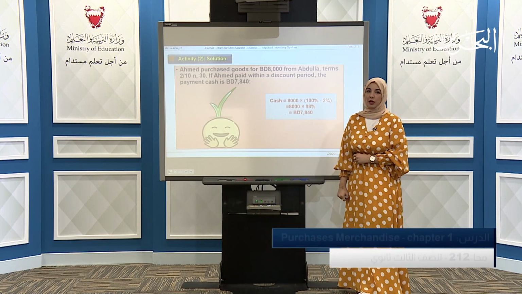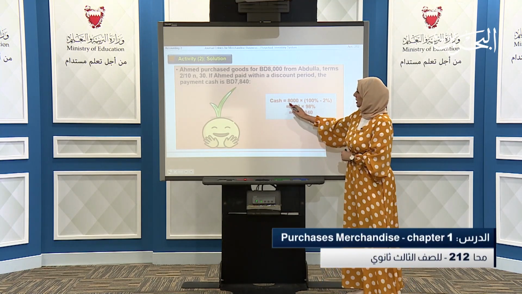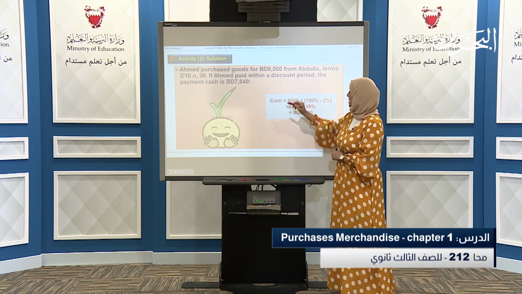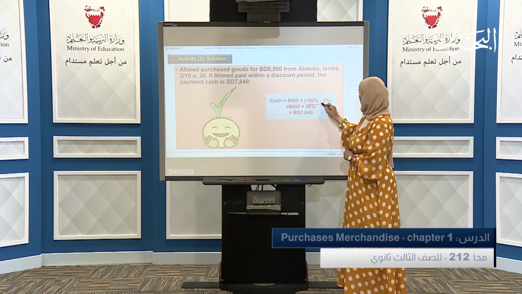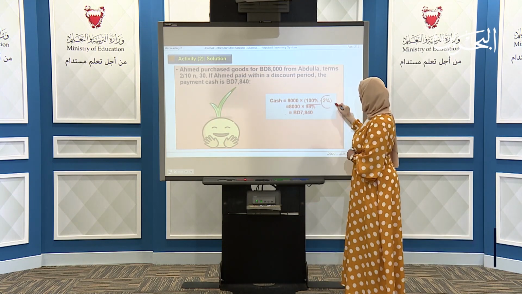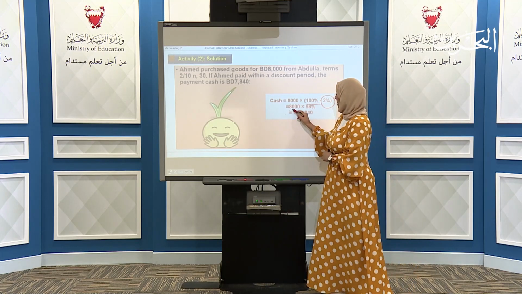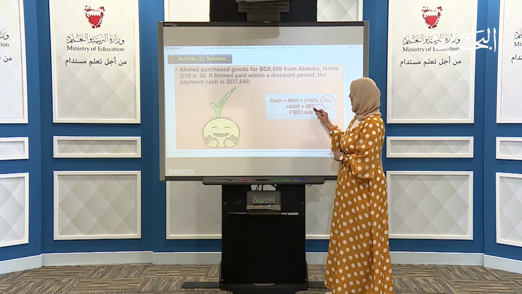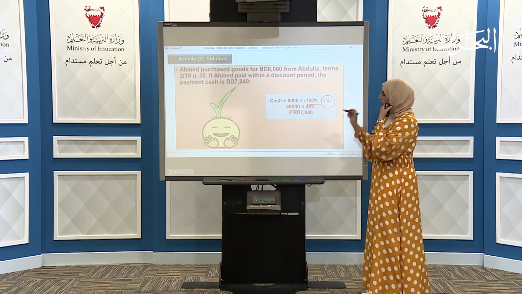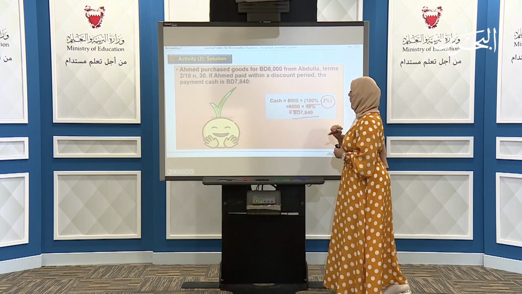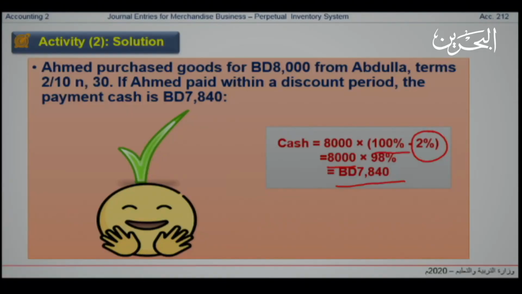Let us check our answer. The cash will be 8,000, the amount of purchase, multiplied by 100% minus the percent of the discount. So it will be 8,000 multiplied by the total percentage, which is 98%, and I will get the total cash, 7,840. So, the answer is right.